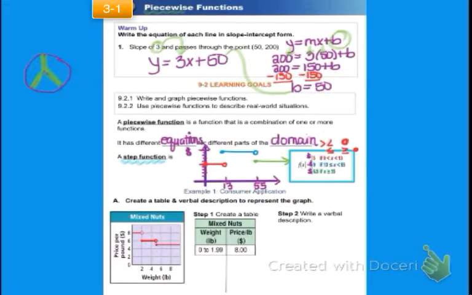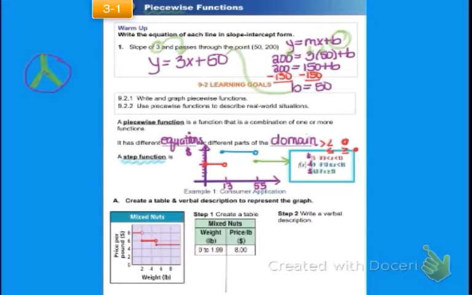So it says create a table and a verbal description to represent the graph. Well, we have the graph here, and so we want to describe the graph in a table and also verbally. So that goes along with our multiple representations of functions from the prior lesson. So you can see this graph shows prices of mixed nuts over different amounts that somebody might purchase.